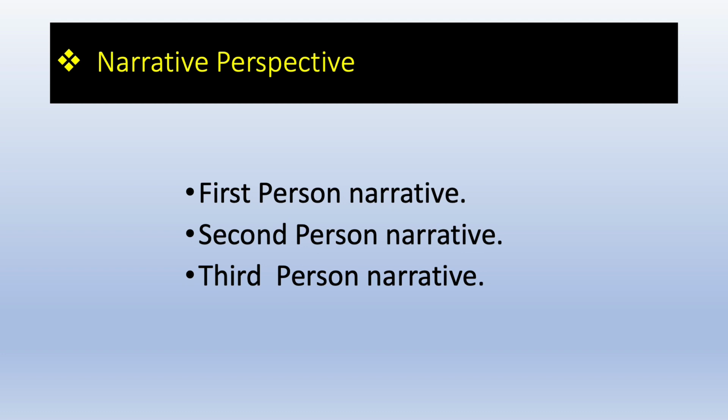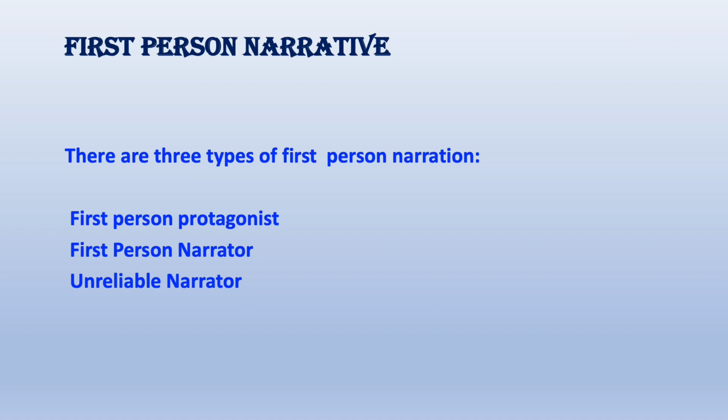There are three types of perspective in literary texts: first person, second person, and third person narrative. When it comes to first person narrative, we have three types: first person protagonist, first person narrator, and unreliable narrator.